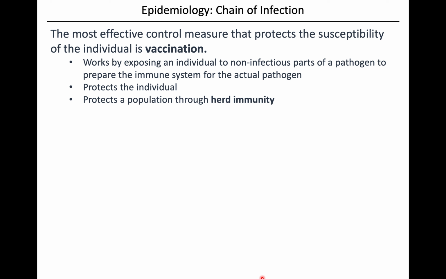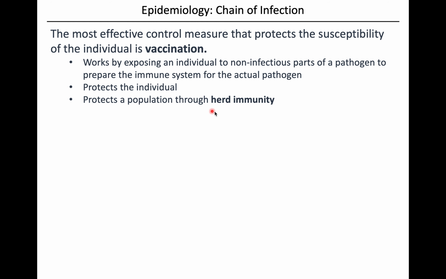But head and shoulders above the rest, by far the most effective control measure in terms of virus control is going to be vaccination. And we're all familiar with vaccination, right? You're basically introducing either non-infectious parts of a pathogen or potentially a whole pathogen that's been modified so that it is no longer infectious into an individual so that you mount an immune response against that virus. And then if you do encounter the actual pathogen, your immune system knows how to handle it very quickly.